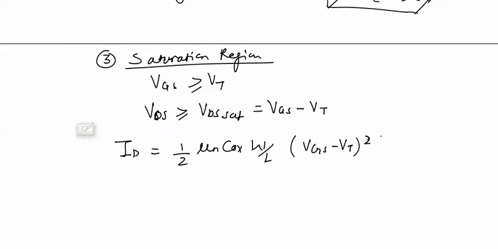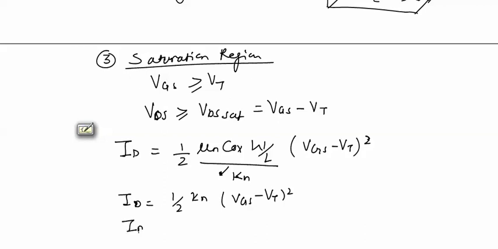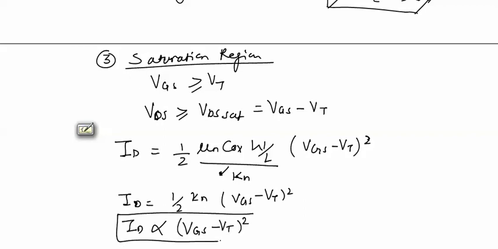This equation is a little bit more comfortable than the equation in the linear region. Again, this is called the transconductance parameter Kn. So we will say that ID is equal to 1 by 2 into Kn into (VGS minus VT) whole square. So we will say that ID is directly proportional to (VGS minus VT) whole square. So in the saturation region, drain current ID is directly proportional to (VGS minus VT) whole square.